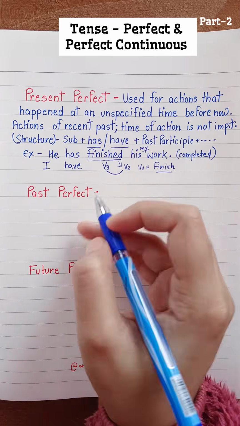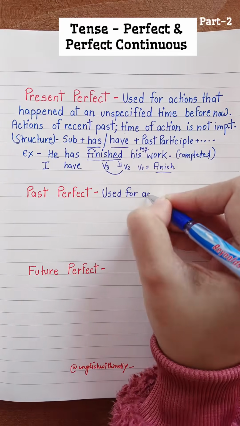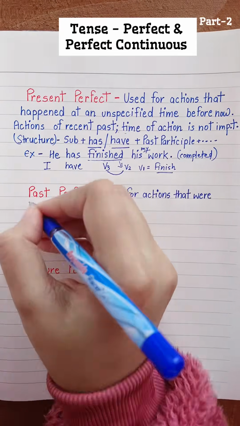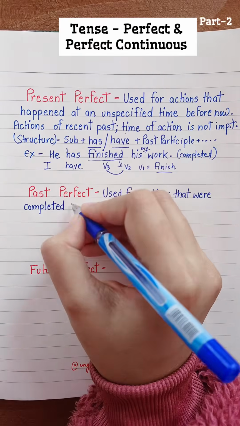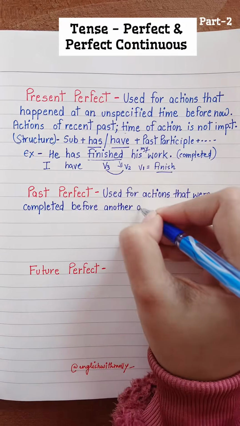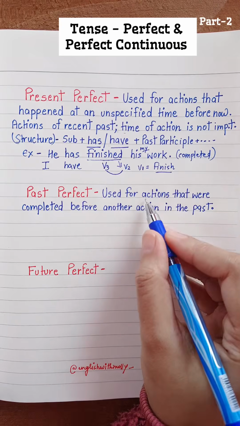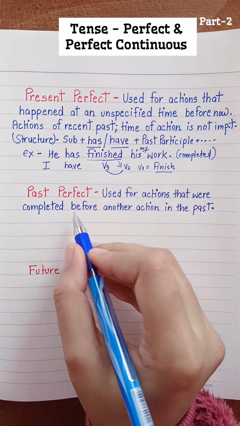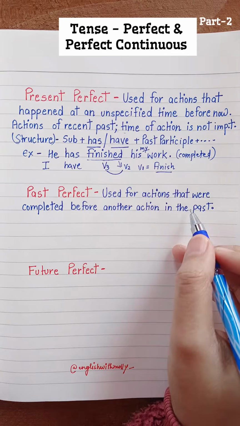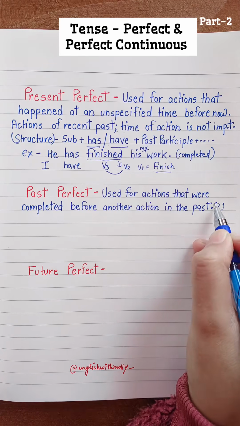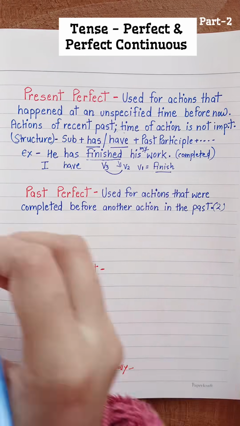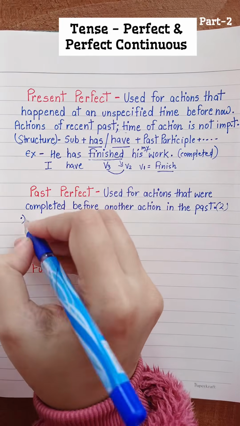Let's move to past perfect tense. It is used for actions that were completed before another action in the past. Actions that were completed before another action in the past. Both of the actions are in the past. Let's see the structure.